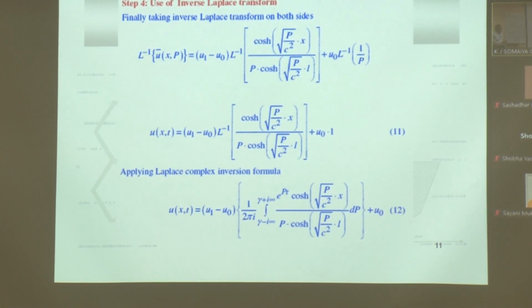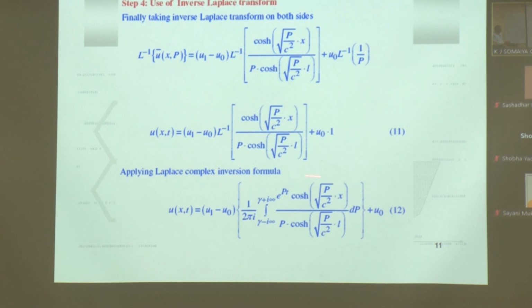For that I will have to use the complex inversion formula. And what is that complex inversion formula? This constant coefficient, u1 minus u0, I have just carried forward everywhere. The complex inversion formula tells us 1 upon 2 pi i, the integration from gamma minus i infinity to gamma plus i infinity of this particular expression as it is, where e to the power pt is the kernel of that integral, and the integration is of course with respect to the parameter p. So this is the complex inversion. This term I will also carry forward as it is.